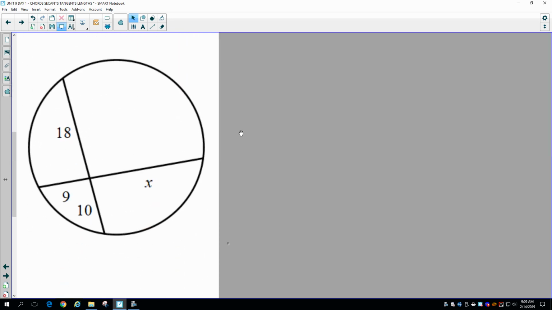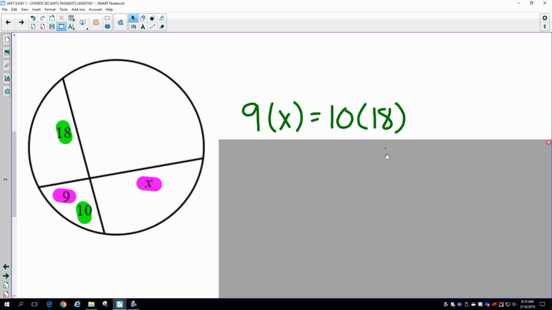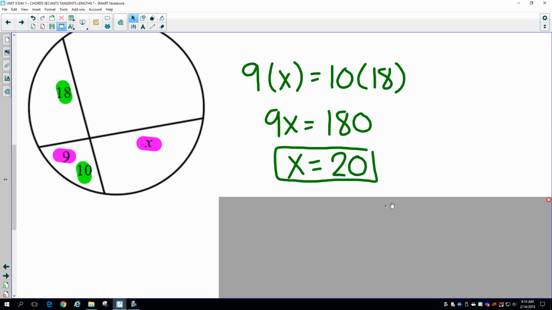I have a cute way to remember this. You just need to remember that you multiply the two pieces together. So I'm going to multiply X and 9. Those are the two pieces that come from one chord. Here I'm going to multiply 18 and 10. They come from the same chord. Those are the two small pieces that are created. And so I can write that equation and solve it. So really we're taking this relationship, we're writing an equation, and now we're back into sort of algebra.